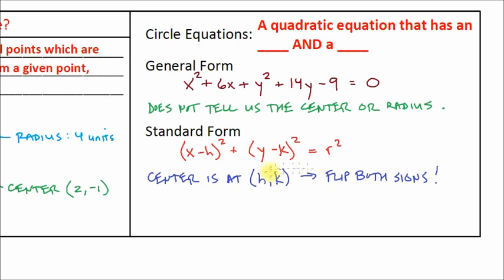When you're dealing with parabolas, the h gets flipped, the k is kept. In this case, since h shows up as negative h and k shows up as negative k in our standard form, both of these signs get flipped to find the center. And then the radius is really easy to find. The radius is the value of r. So here's our radius, and h and k give us the center. The trick in this unit is going to be how to change the general form to standard form so we can identify where the circle is and graph it.